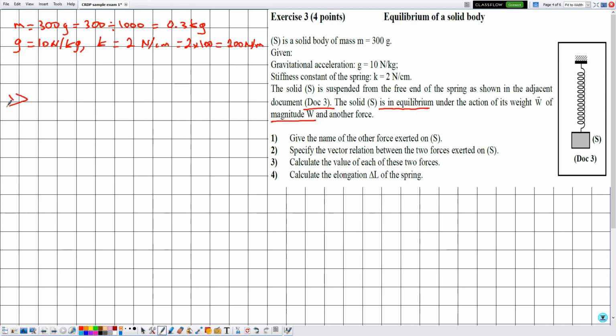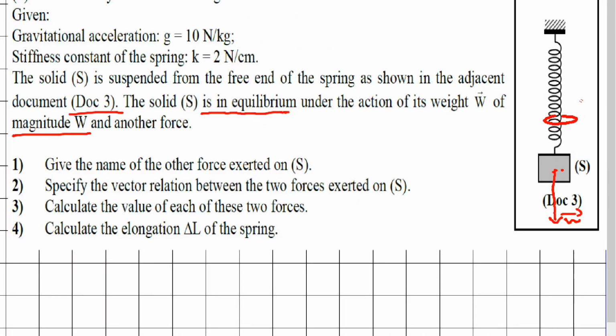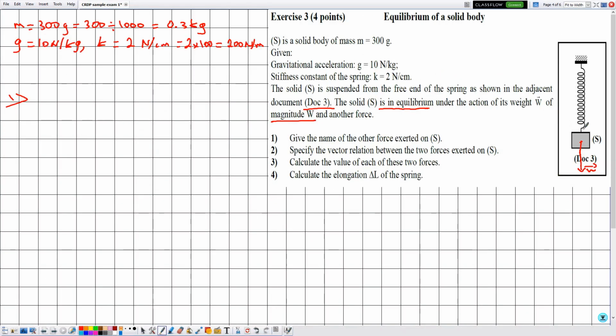Number 1, give the name of the other force exerted on S. Knowing that it's under the action of two forces, one of them is the weight, which acts on the center of gravity vertically downward. And here, because we have a spring, the solid S will be directly subjected to the tension T along the string upward. So the name of the other force is the tension T.